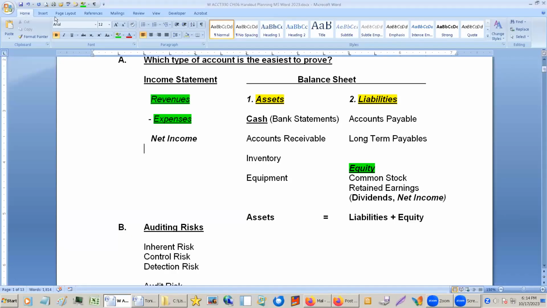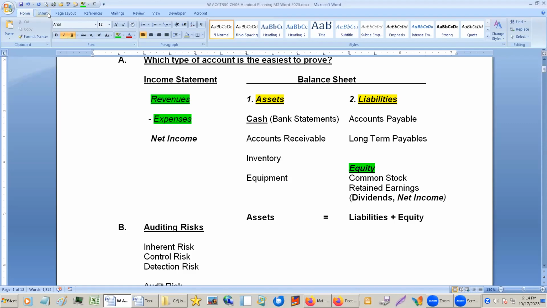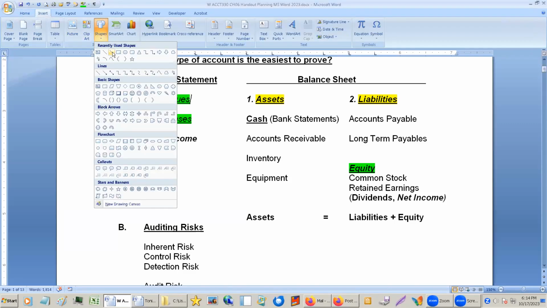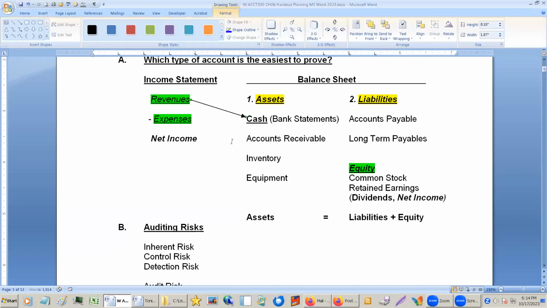For instance, let's take, I'm going to put this on the side. Oh boy. All right. Let me insert other shapes here. Okay. If you make a sale for cash, right, it goes into cash. And they say, well, how about if you make a sale on credit? That doesn't go to cash. It goes to accounts receivable. And when they pay the accounts receivable, it goes to cash.